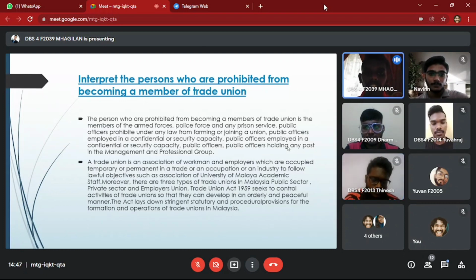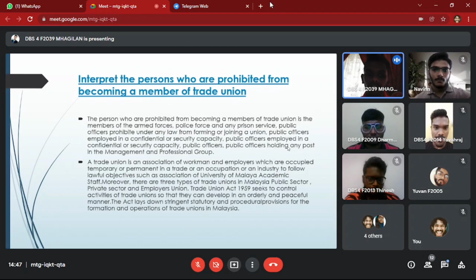Thank you, Dinesh. A trade union is an association of workmen and employers which are occupied temporarily or permanently in a trade, an occupation or an industry to follow lawful objectives, such as the association of University of Malaya academic staff. Moreover, there are three types of trade unions in Malaysia: public sector, private sector, and employees union. The Trade Union Act 1959 seeks to control activities of trade unions so that they can develop in an orderly and peaceful manner. The Act lays down stringent statutory and procedural assurance for the formation and operations of trade unions in Malaysia.